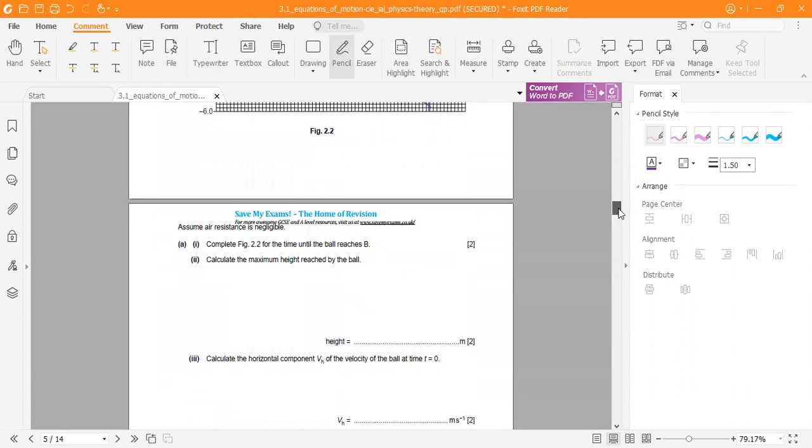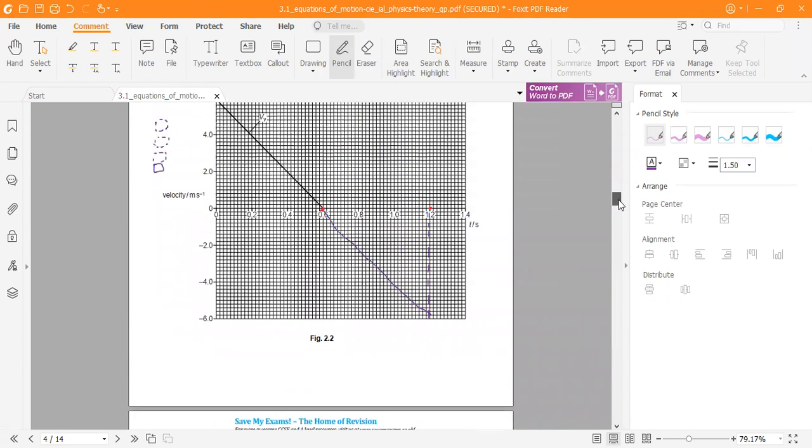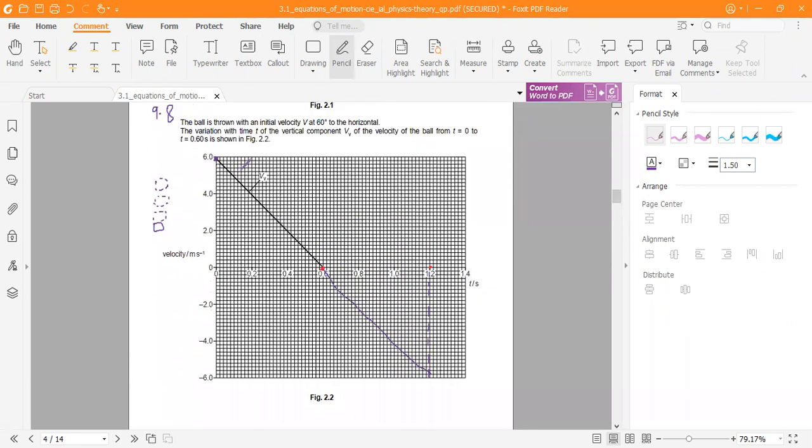Calculate the maximum height reached by the ball. I've already told you that maximum height is this area under the curve, right? This part is the maximum height. We will not include this other part.